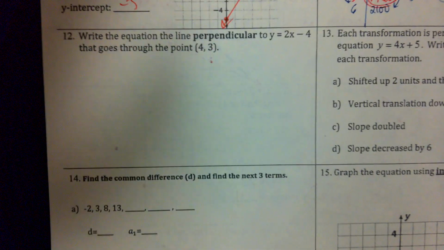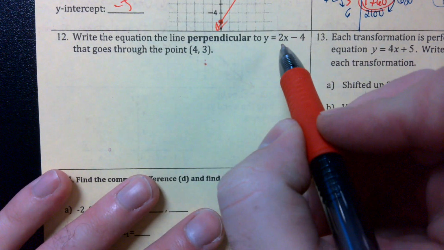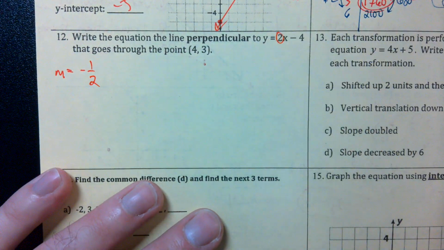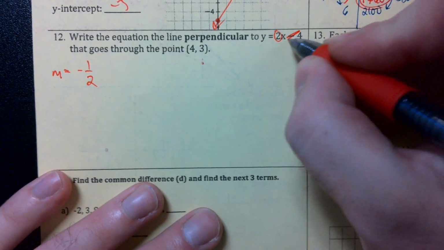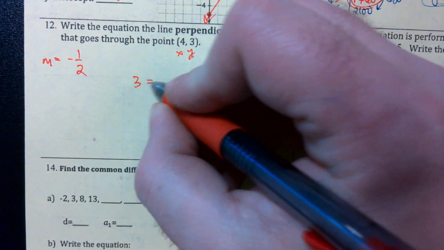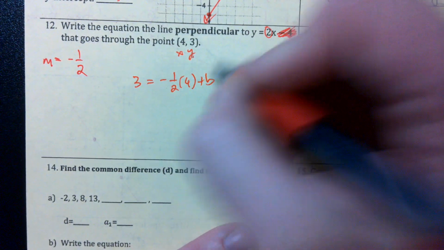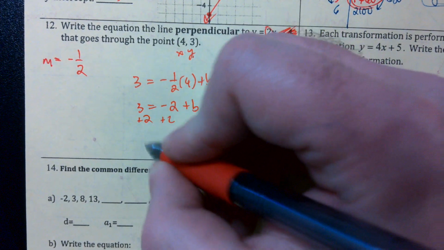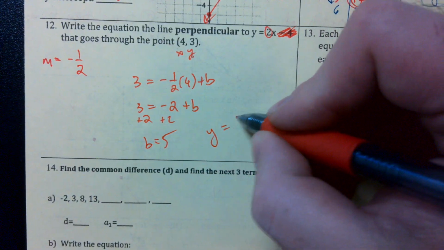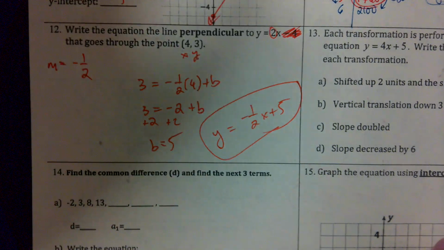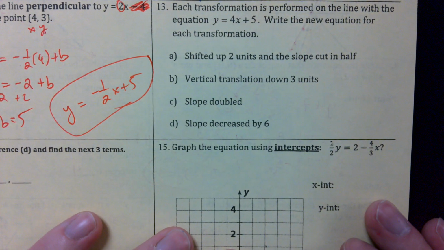Number 12, we just did this. If I have a perpendicular line to this, what should my slope be? Negative 1/2. If my original slope is 2, I don't even want to look at that, because it means nothing. Some of us get confused by that. I've got my x and my y. 3 equals negative 1/2 times 4 plus b. 3 equals negative 2 plus b. Add 2. What's my b? 5. So y equals negative 1/2 x plus 5. Good.